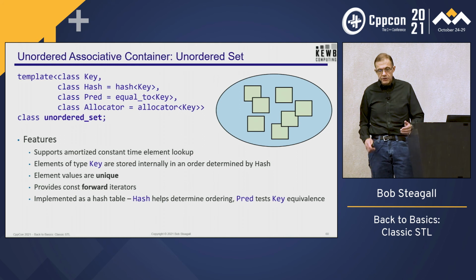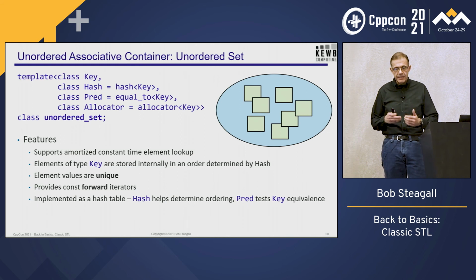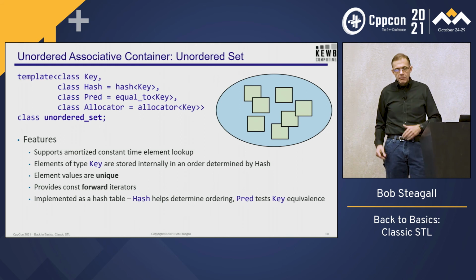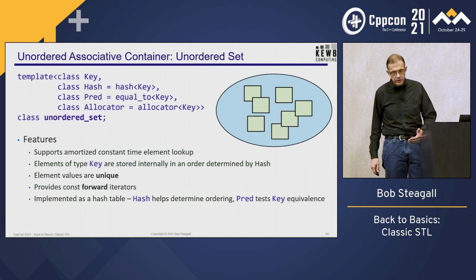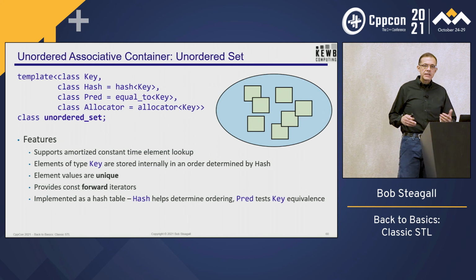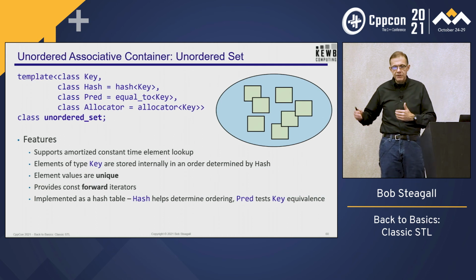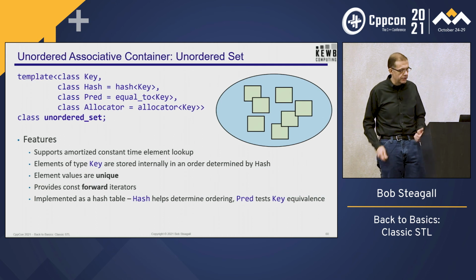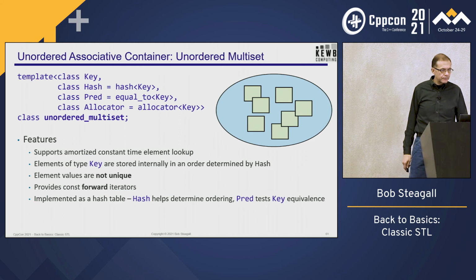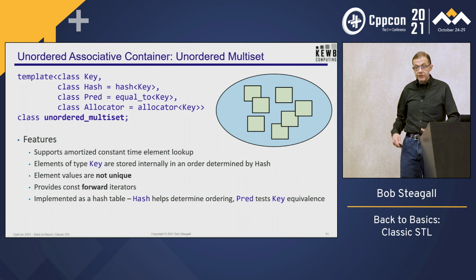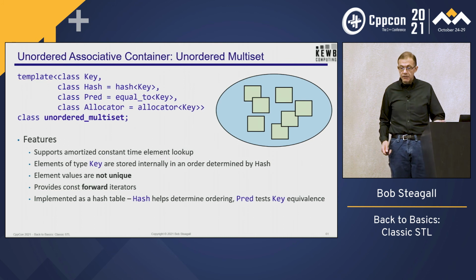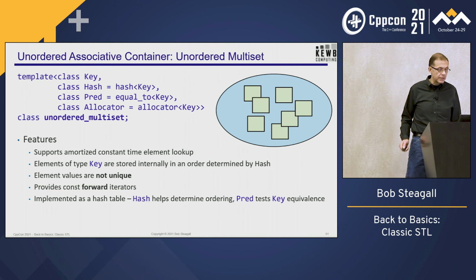And as long as you've not changed the contents of the set, that sequence will be the same. But if you add an element to an unordered set, there's no guarantee that any portion of the sequence will be the same as the iteration you just did. We have unordered multiset, which is the same as unordered set, except it allows for non-unique keys.